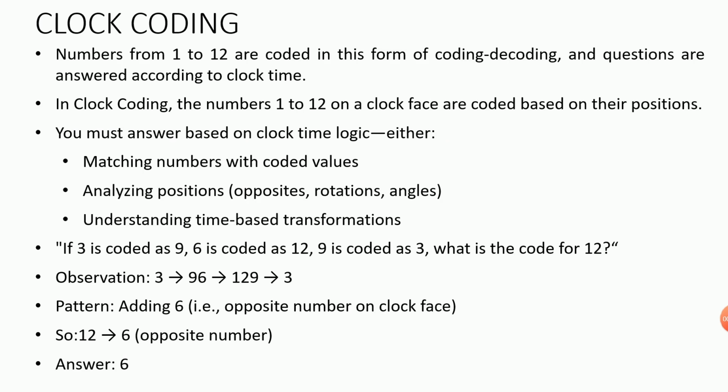Okay, next is clock coding. Like the clock, we know that there are only 12 numbers in a clock. So whatever coding is done, it is done within the numbers from 1 to 12. Here numbers from 1 to 12 are coded in this form for coding and decoding, and questions are answered according to the clock time. So in clock coding, the numbers 1 to 12 on a clock face are coded based on their positions.